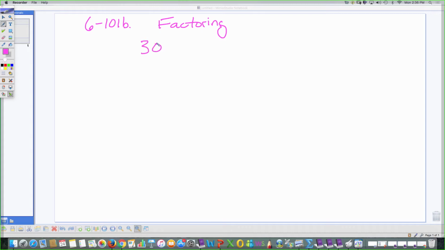It says 30d to the second power minus 18d, and we want to factor it. What that means is we want the form where we have terms inside the parentheses. So we have a minus, so we're going to put a minus in here. And we're going to have the greatest common factor on the outside and the terms inside the parentheses.